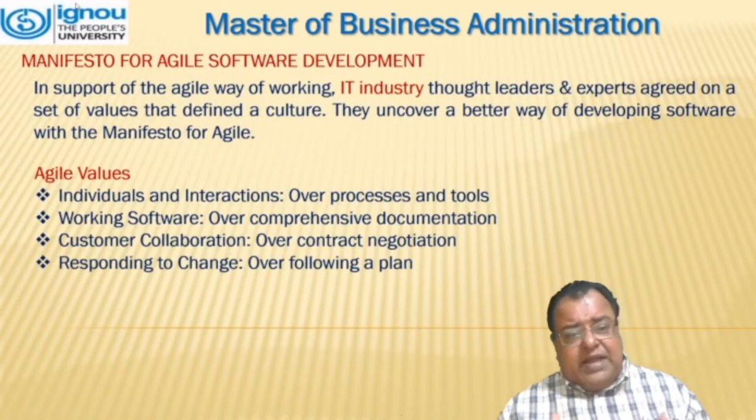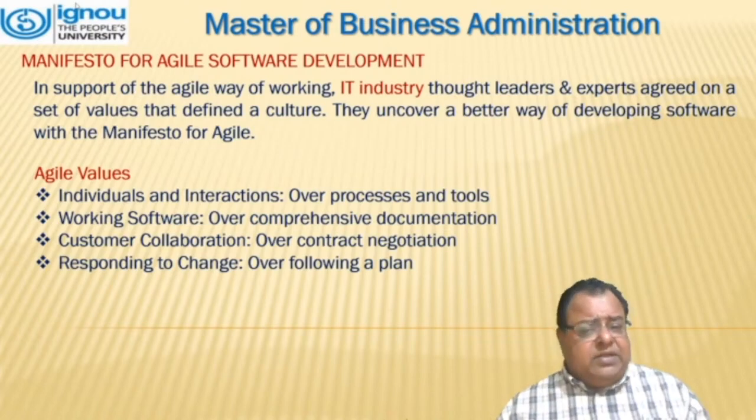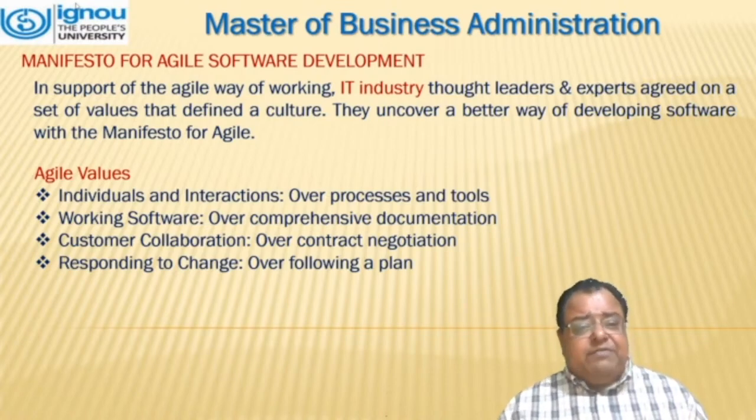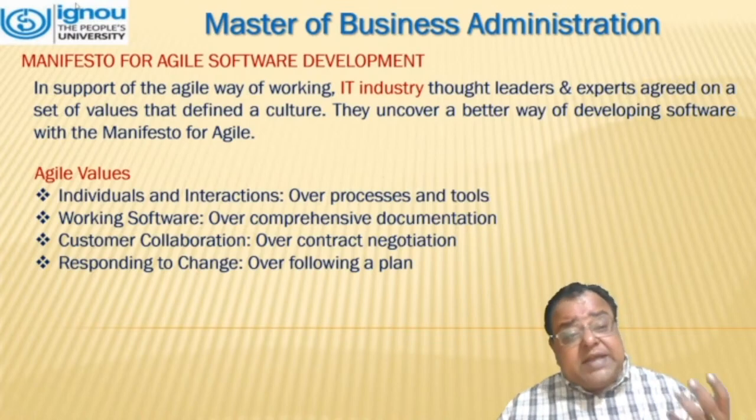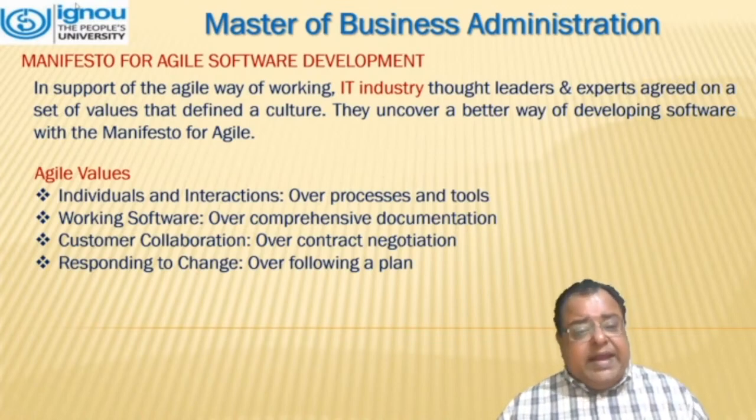What is the manifesto for agile software development? In support of the agile way of working, IT industry thought leaders and experts agreed on a set of values that define a culture. They uncover a better way of developing software with the manifesto for Agile. What are the agile values? First, individuals and interactions over processes and tools. Second, working software over comprehensive documentation. Third, customer collaboration over contract negotiation. And the fourth one is responding to change over following a plan.